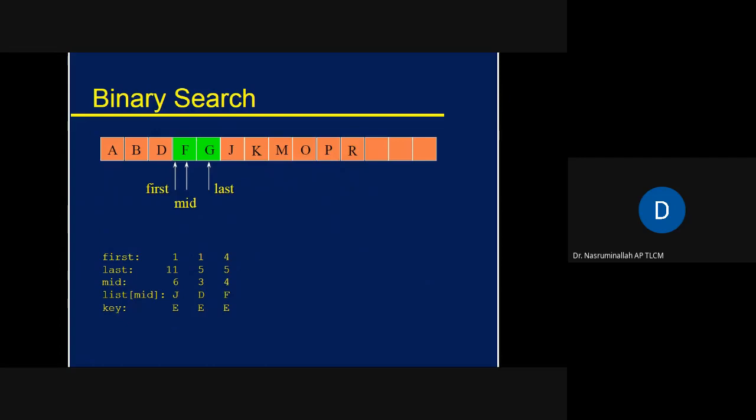Now we will move on to the next step, that is to revise the bounds again, and we know that F is actually greater than the key element E. So if it is greater, it means we have to consider the left half. So for that case, we will change last to mid minus 1. First will be as it is, and last is mid minus 1, which is 4 minus 1, will become 3. So now you can see that first index is 4 and the last index is 3.